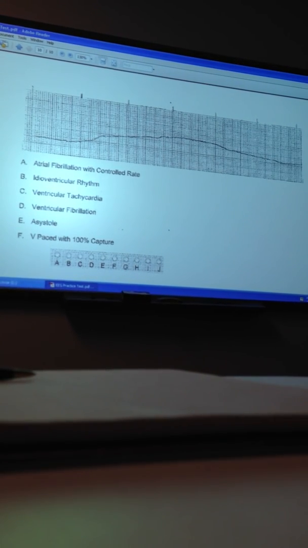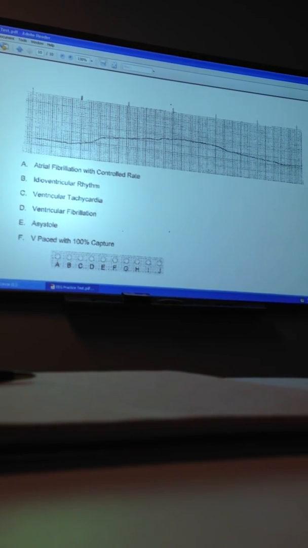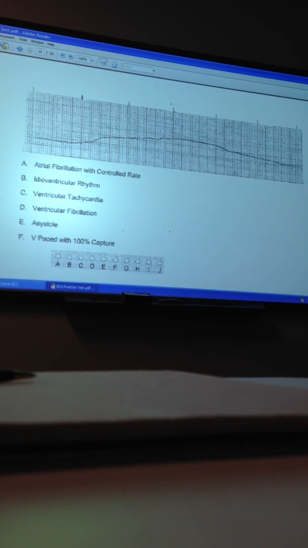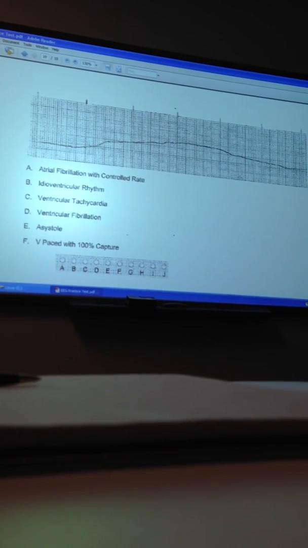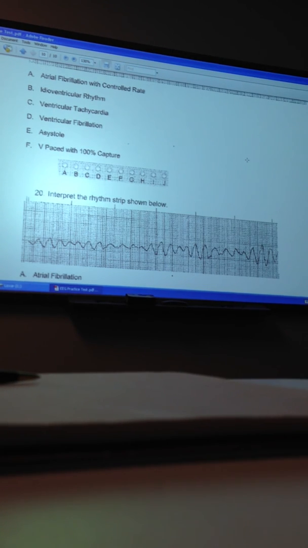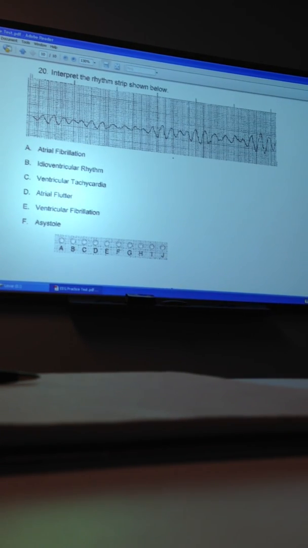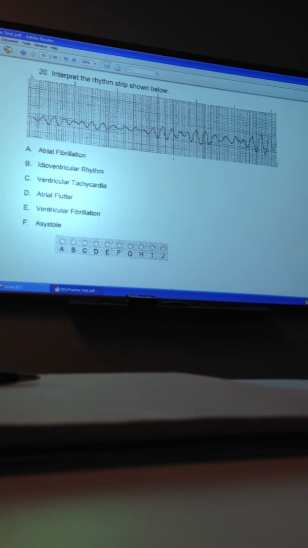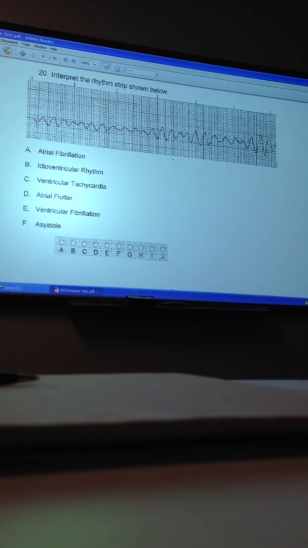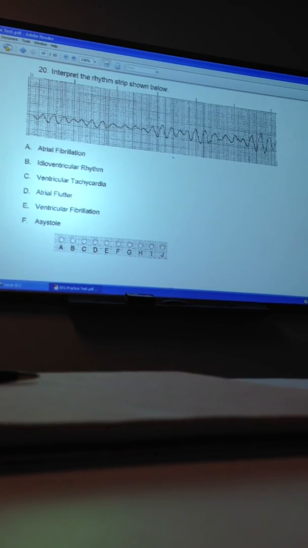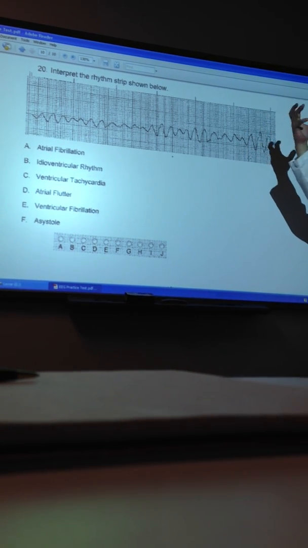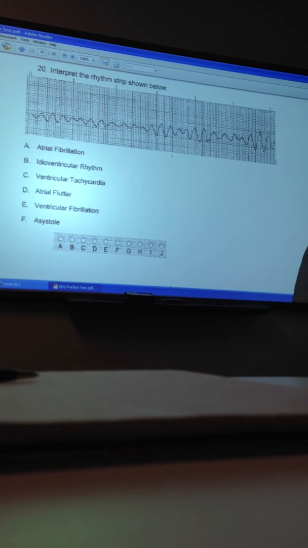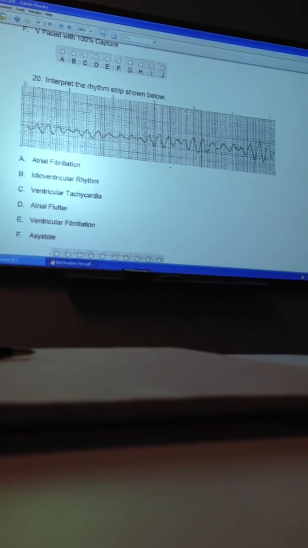E. E. This is the ride to the morgue. Small little hill. This is right before the ride to the morgue. Ventricular fibrillation. E. E. What's happening here? Ventricular fibrillation. That's it. That's it? Okay.